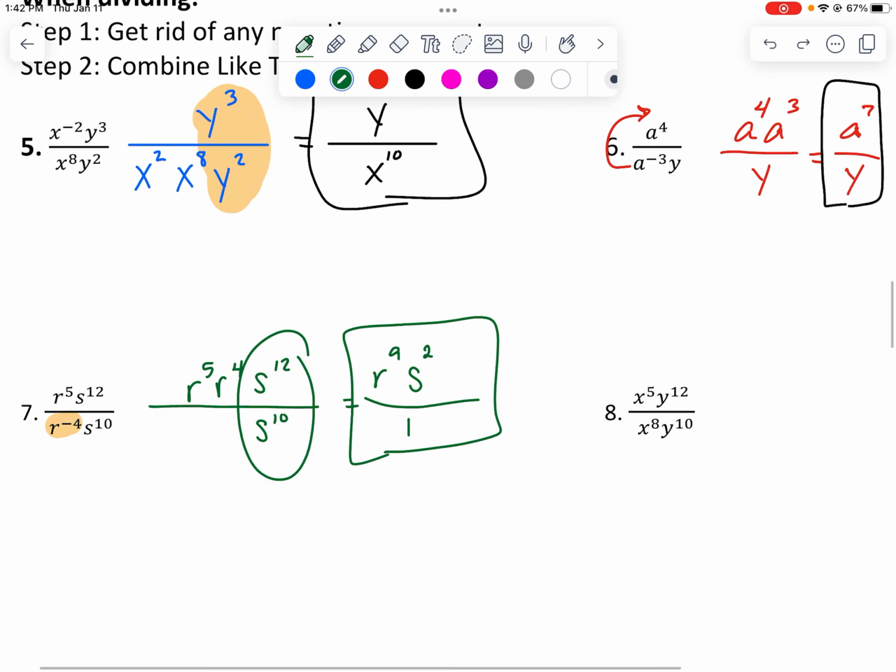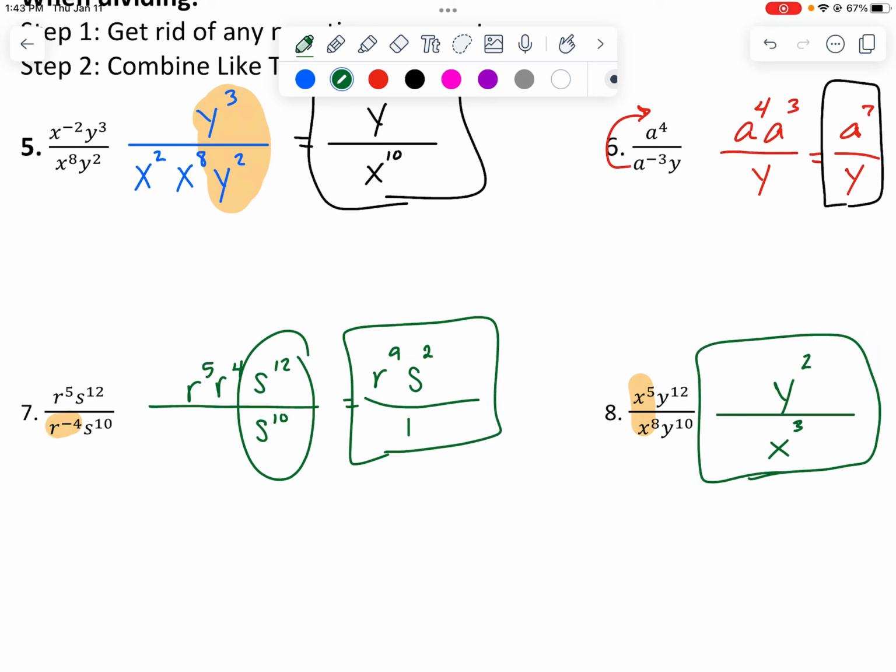On 8, I have no negative exponents. So let me just do some division, some subtraction. X to the 5th, x to the 8th, I have more x's in the denominator. 8 minus 5 is 3. For the y's, I have more y's in the numerator. 12 minus 10 is 2. And that's it. There's nothing else to simplify or combine.